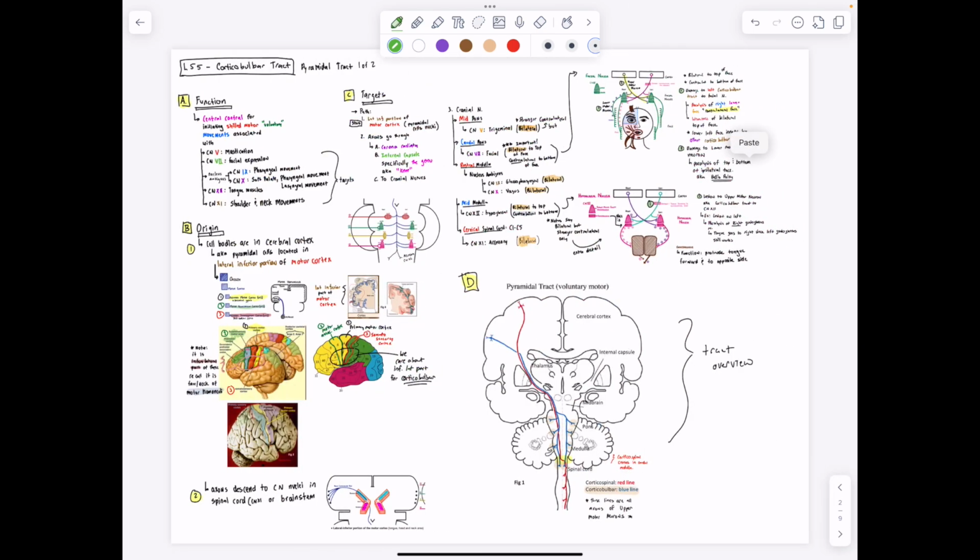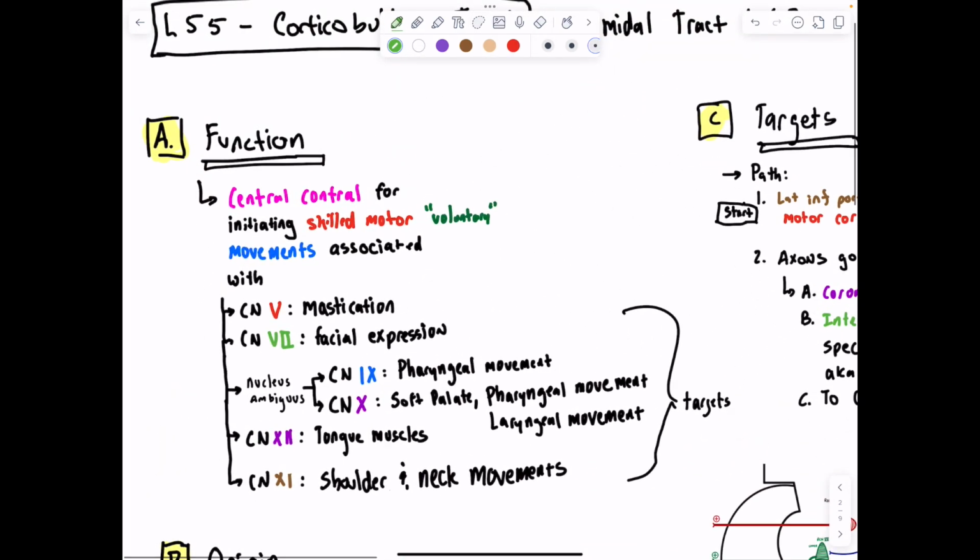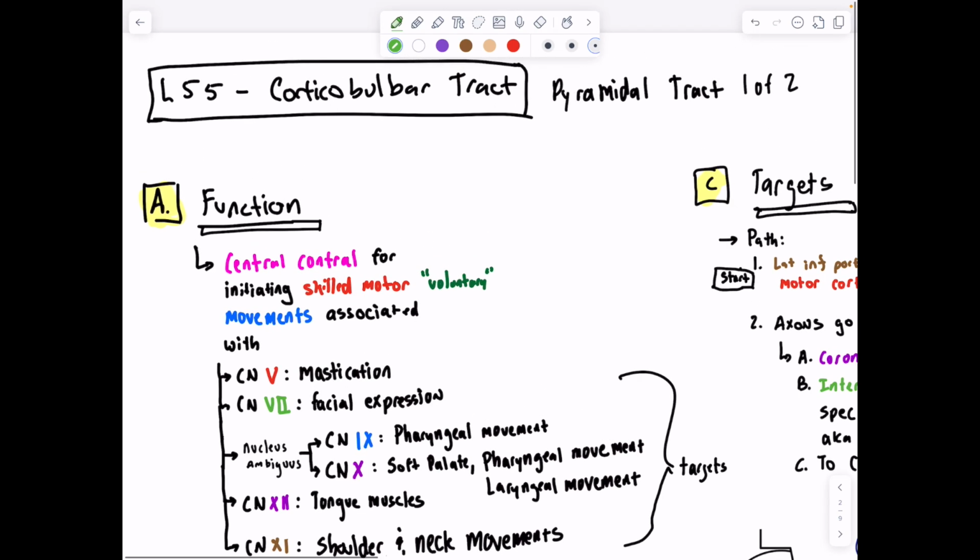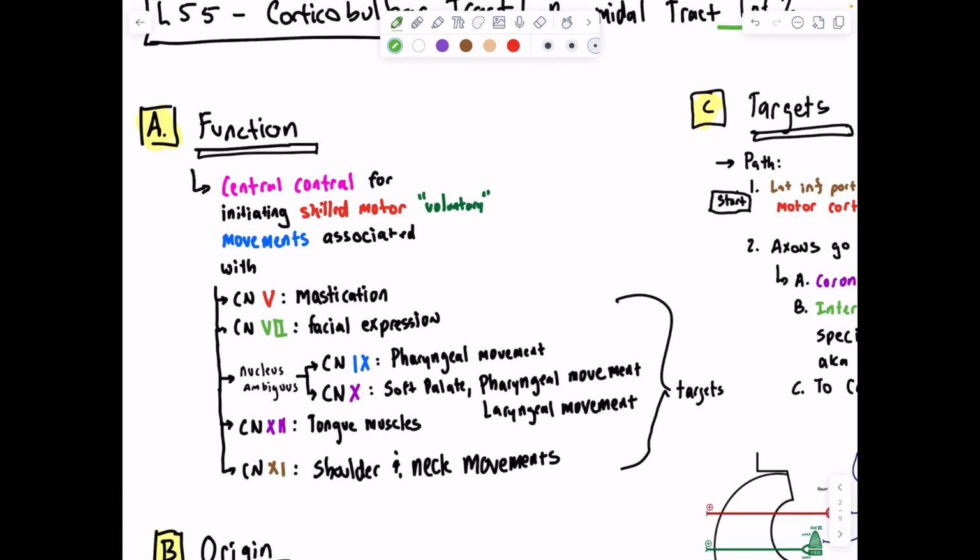This one is all about voluntary control for movements associated with particular cranial nerves that have to do with the face and the neck, right? The corticobulbar pathway, tract one of two of the pyramidal tracts, is the central control for initiating skilled motor, aka voluntary movements associated with cranial nerve 5, which we know is trigeminal. What's the motor innervation of 5? It's the third branch, so the mandibular branch doing mastication. Then we have cranial nerve 7, which is facial expression. And so these are where our upper motor neuron is synapsing.